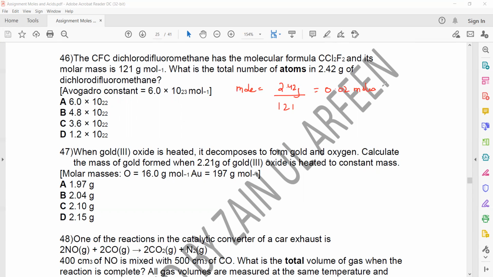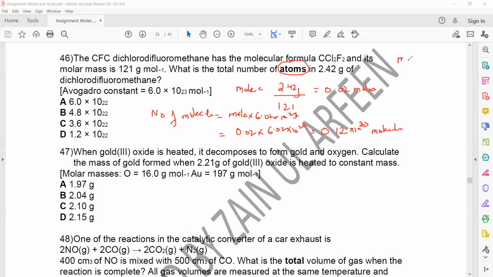To get the number of the particles, the number of the molecules, number of molecules equal moles multiplied by Avogadro's number 6.02 into 10 power 23. So 0.02 multiplied by 6.02 into 10 power 23. So we'll get the number of molecules, which is 0.12 into 10 power 23 molecules. But again, in the question, they're not asking for molecule, they're asking for atom.